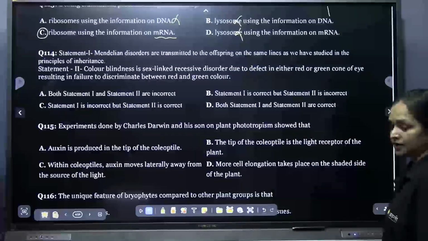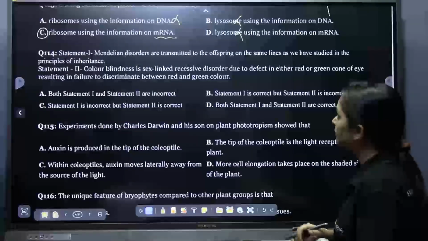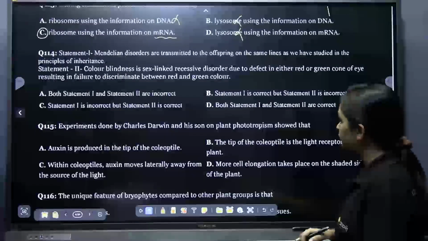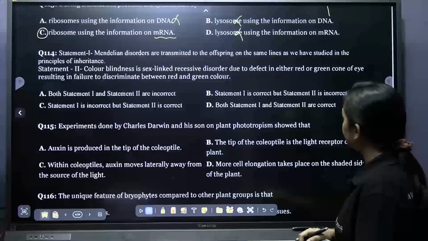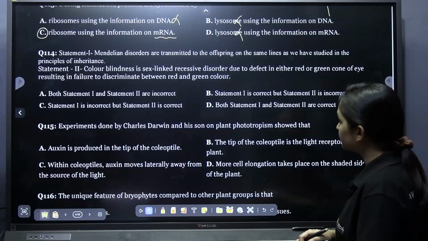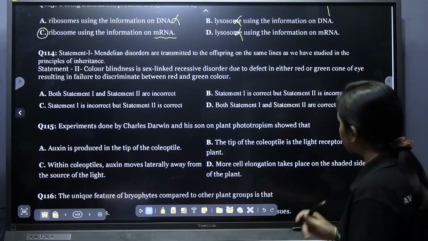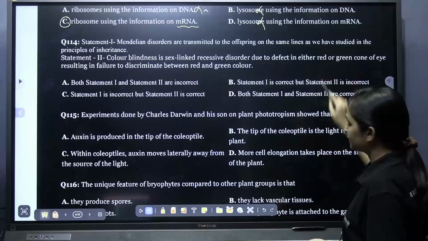Statement 1. Read statements 1 and 2 and answer. Mendelian disorders are transmitted to offsprings on the same lines as we have studied in the principle of inheritance. Yes, it is transmitted in the same lines. This is correct.